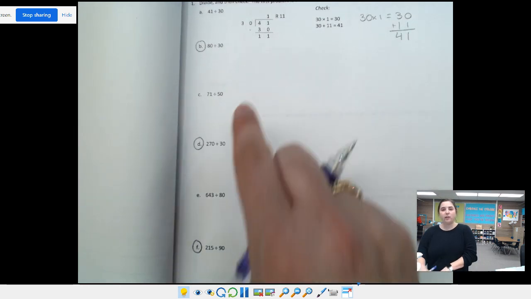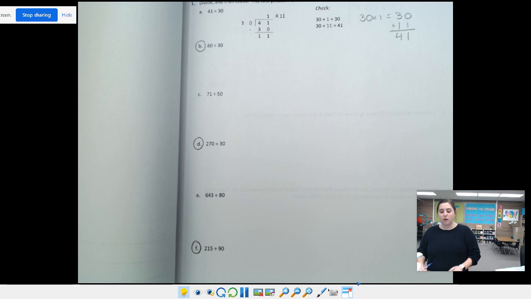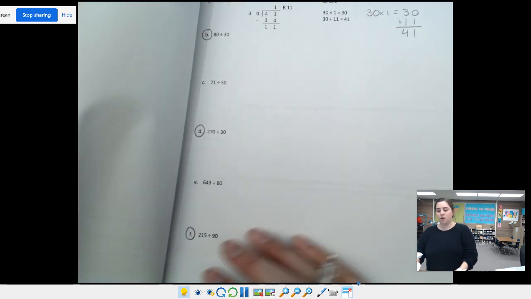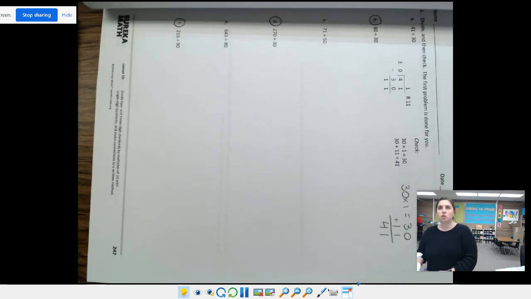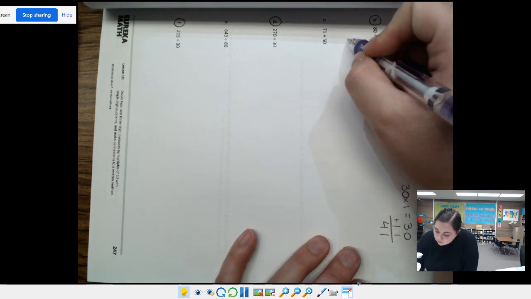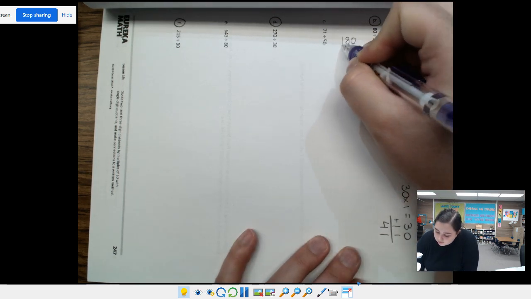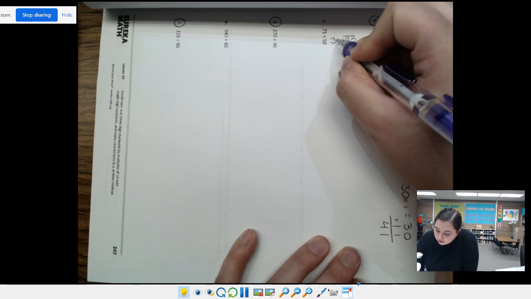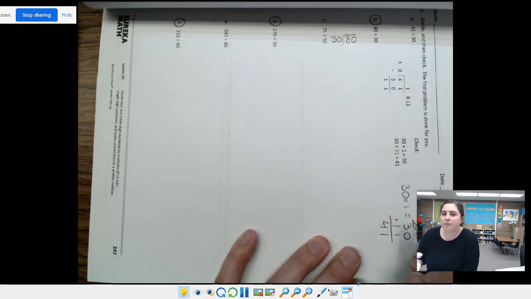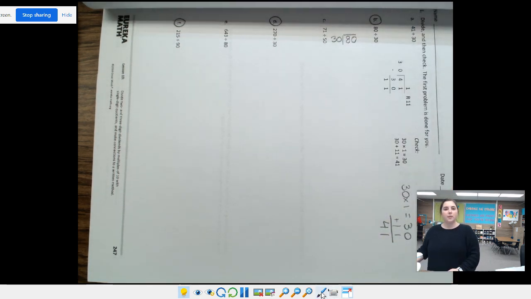I don't like how little room they give you. You could always solve on your whiteboard. Or one trick, you can always rotate your page and solve this way. So this would be 80 divided by 30, written this way. It's up to you. All right, and when you're ready to check your answers on B, D, and F, go on to the next slide. Good job.